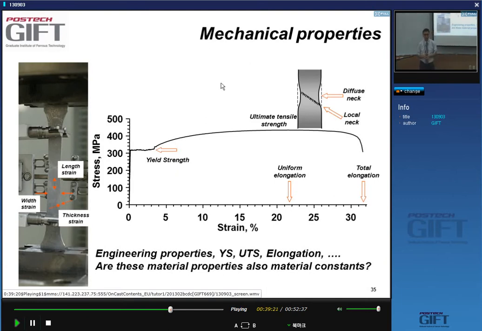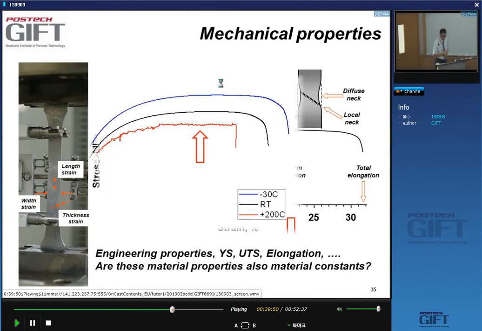These properties would be very different if we had done the test in other conditions. Yes? And I'll say a few words about that. So these material properties that you see in catalogs of steelmakers or other material producers, strengths, etc., they are not material constants.